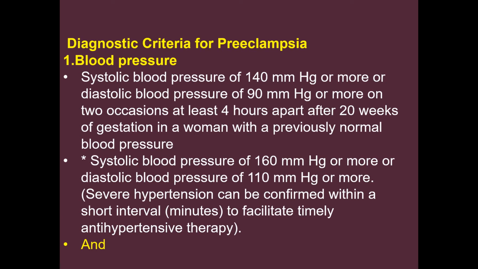If blood pressure is more than 160 systolic or 110 diastolic, you are not going to wait for 4 hours. Once you confirm that the patient has high blood pressure, you remeasure the blood pressure within minutes. If it is still very high, you start your medications, reducing the blood pressure and preventing convulsion by giving magnesium sulfate. At this time, the diagnosis will be considered with high blood pressure within minutes. You don't have to wait for 4 hours apart.